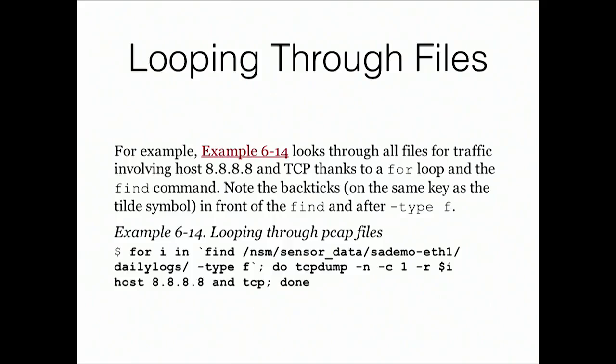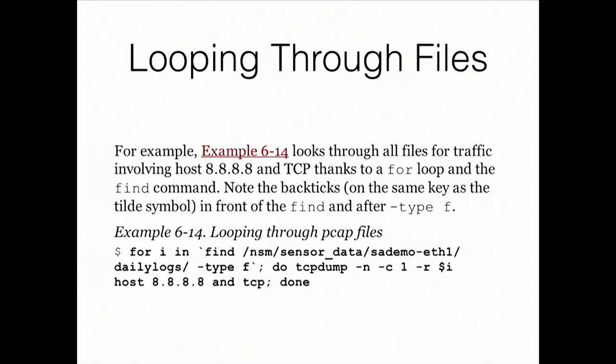And for each one of them, it's going to put it here in $i because you specified that up here, for i in here. So this is i in a set of values, which is going to be all the file names. So i is going to represent one file name at a time and go here. So TCP dump will read that file and then pick one packet out involving 8.8.8.8 in TCP and print it out. That's the game here.